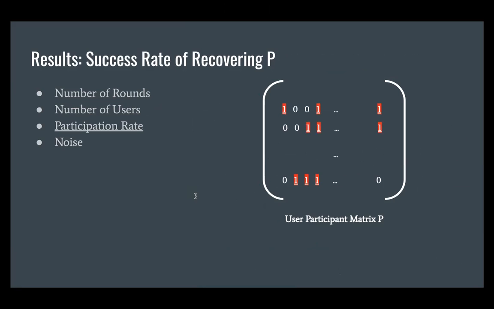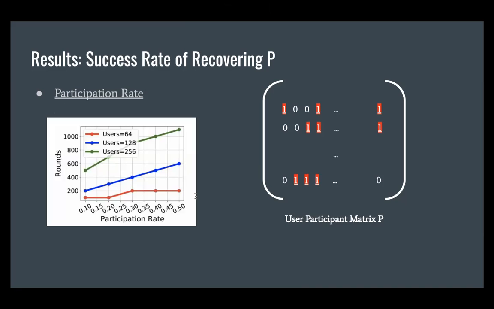So then they evaluate the success rate of reconstruction of P with respect to different participation rates. The participation rate is the fraction of participants chosen to participate per round. And here we can see that a higher participation rate requires more rounds to reconstruct P. That's obvious, because it becomes harder to reconstruct the model update each round.